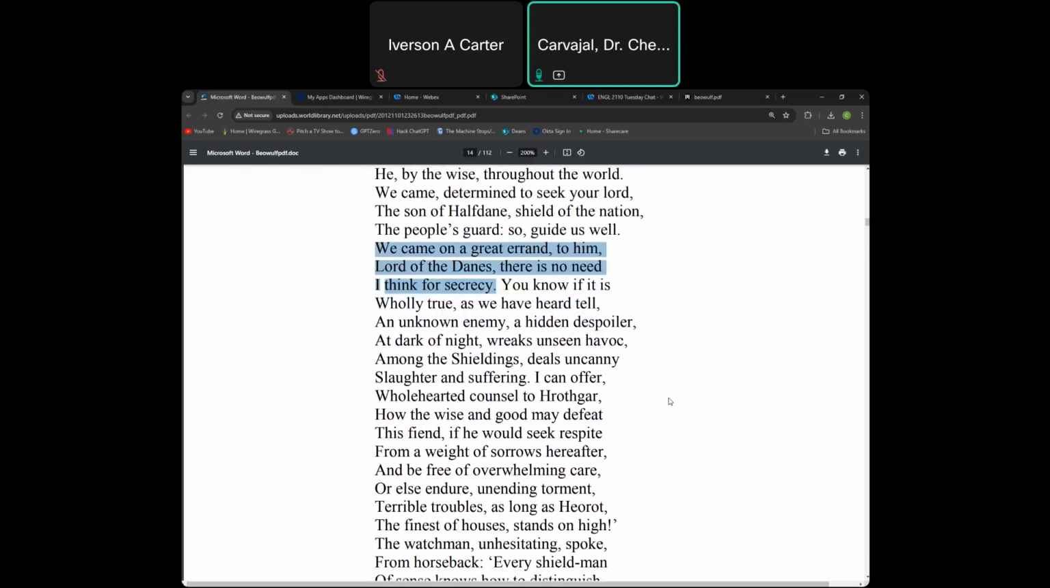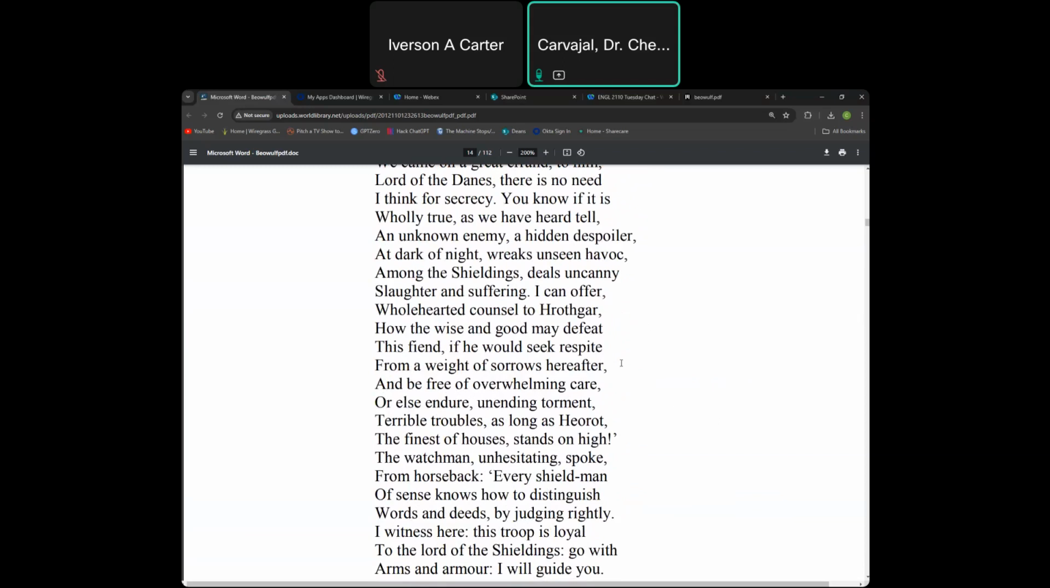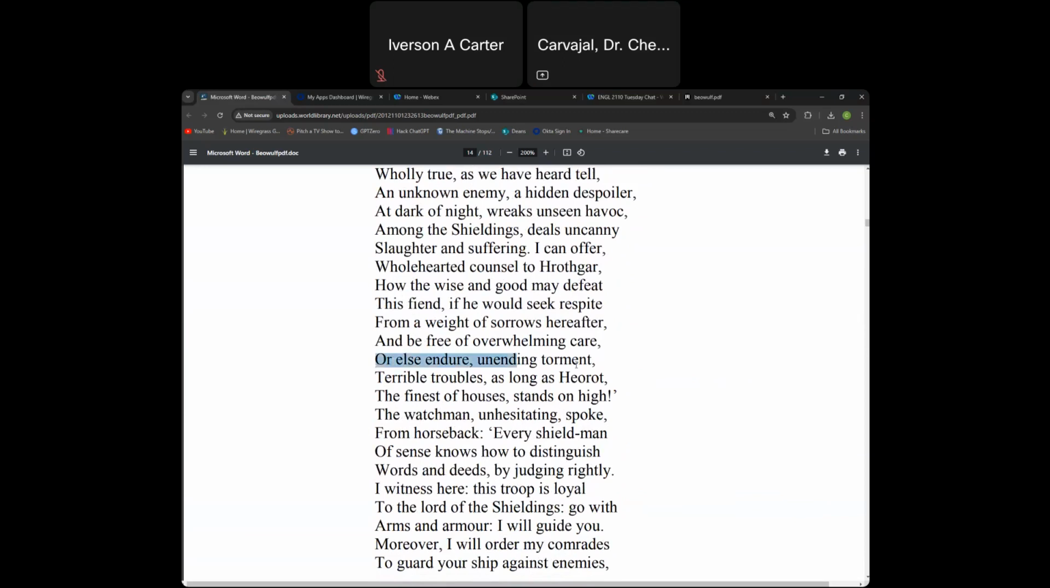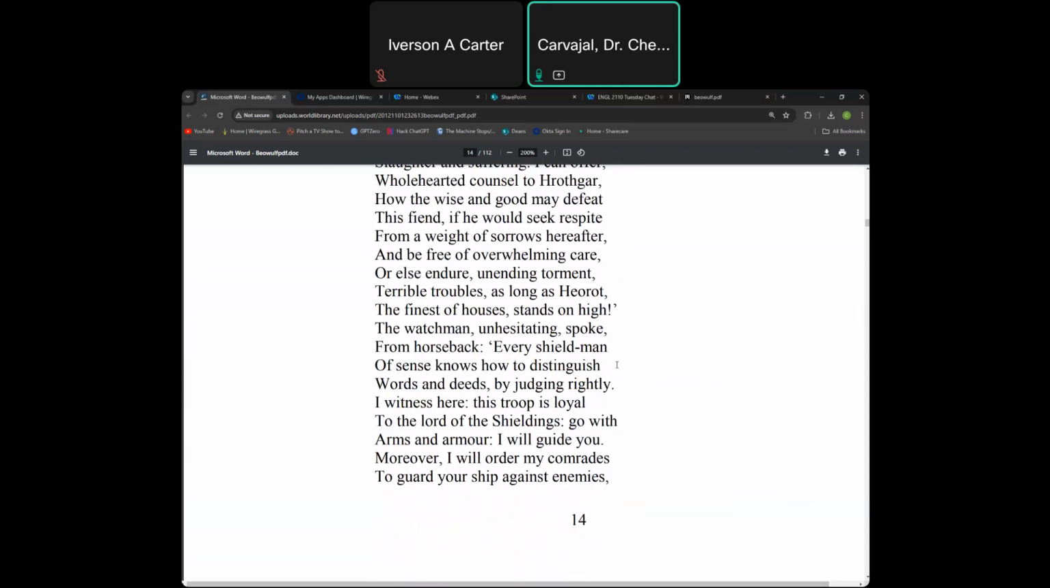And so what we've heard, this is the story we've heard, is that there's a monster, a hidden despoiler, an unknown enemy in the dark of night who comes in and kills people. And I can offer either advice on how to defeat Grendel, or I can fight him myself. I can help him so that he can either take my advice or he can keep on suffering. That's what he says. And the watchman's like, wow.